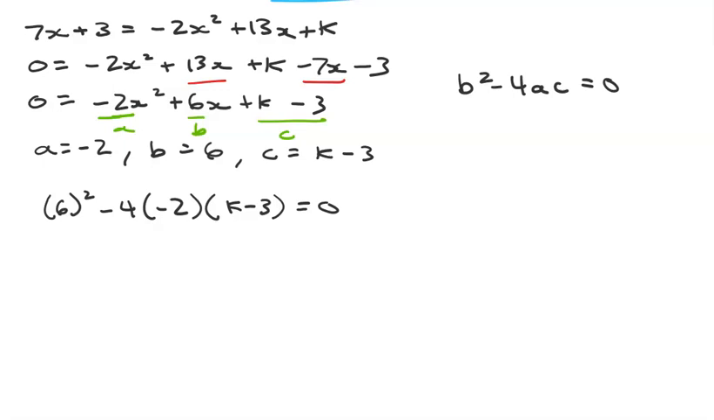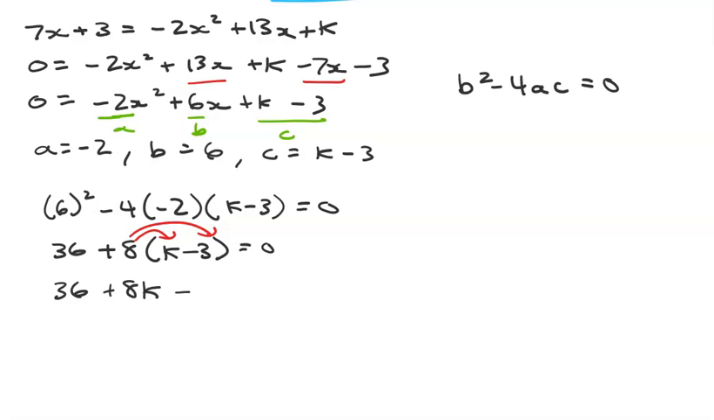So what we do now, 6 squared, that's 36. And then minus 4 times minus 2, that's going to be 8. So we'll say plus 8, and then we have k minus 3 equals 0. I'm going to expand this using our distributive property. So we get 36 plus 8k, and then minus 24 equals 0. All right, so 36 minus 24, that's 12. So we have 8k plus 12 equals 0.